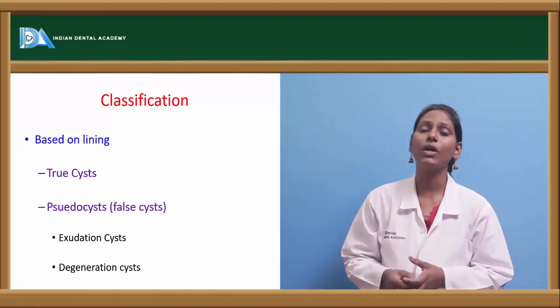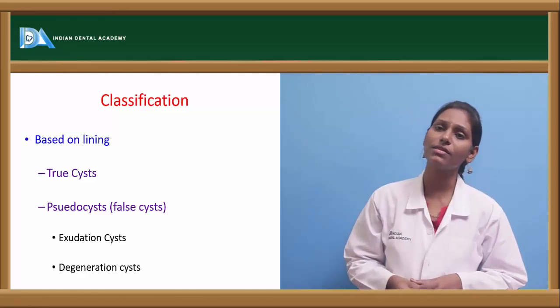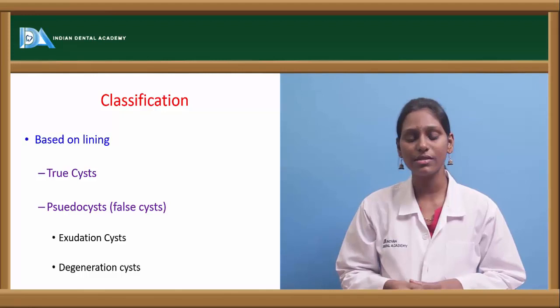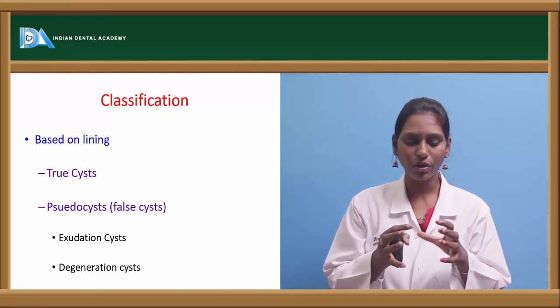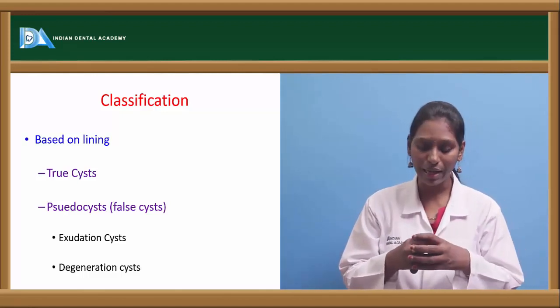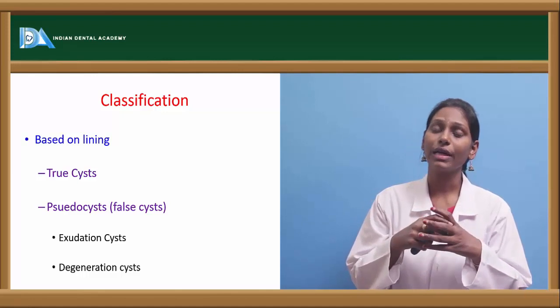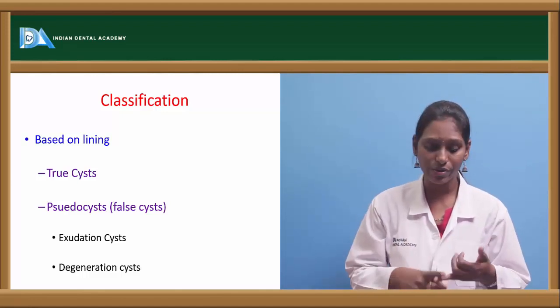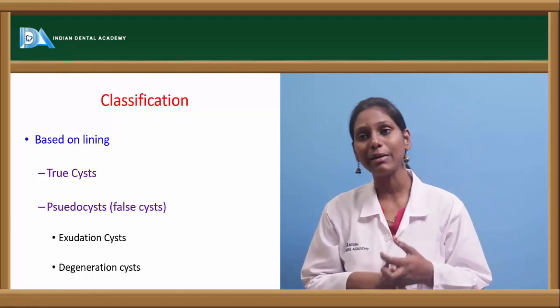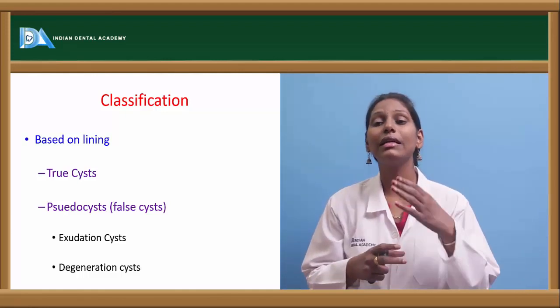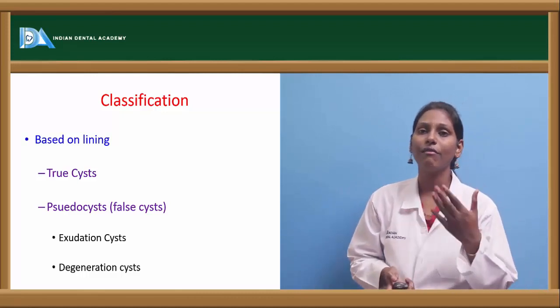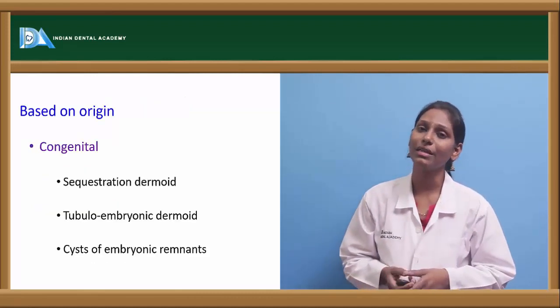A degeneration cyst is again a type of pseudocyst. Here, within the center of a malignancy, it can have a type of necrosis, either an ischemic necrosis or a coagulative necrosis, or there can be hematoma formation within this center, leading to a degeneration cyst. Okay, so these are about how we classify based upon their linings.